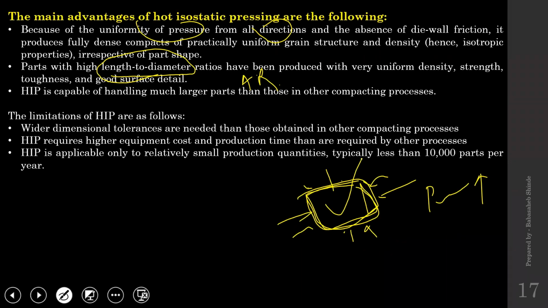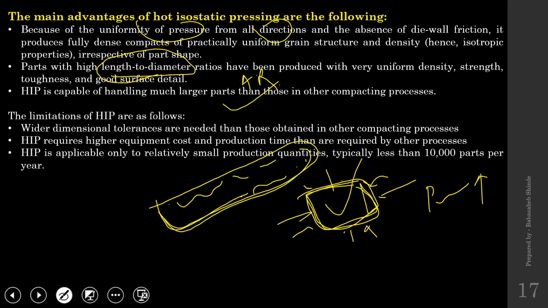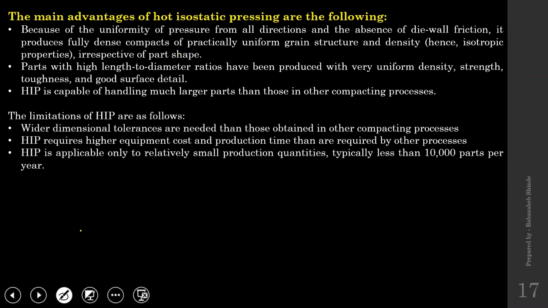Then the last advantage is it is capable of handling much larger parts compared to other compacting processes. So even if you are dealing with a large part that has many more variations, still you can compact it uniformly with uniform properties and uniform compression by using isostatic pressing, because it is a fluid that is going to exert pressure in all directions uniformly. So this is the advantage of isostatic pressing. Now there are certain limitations as well. What are the limitations?